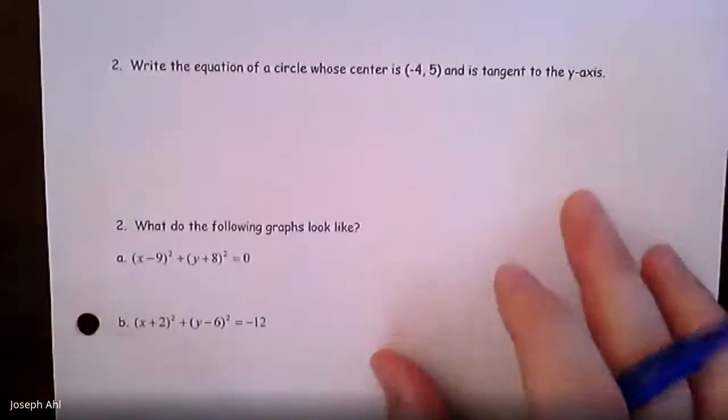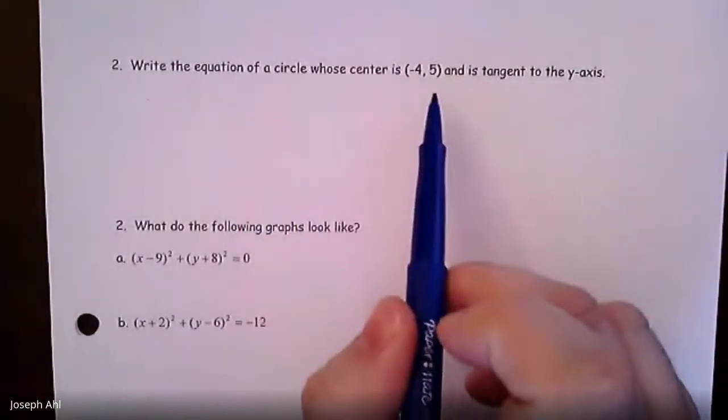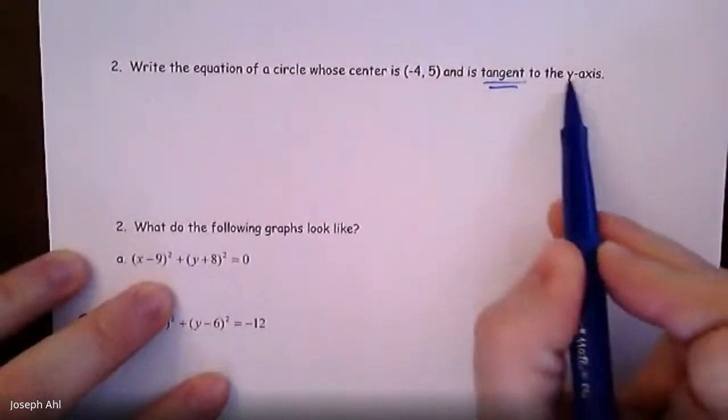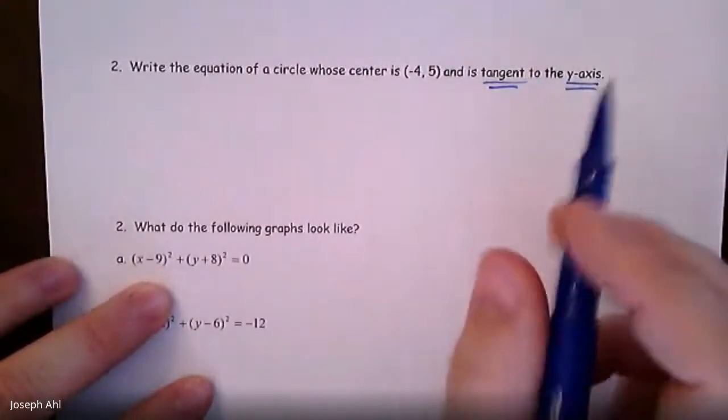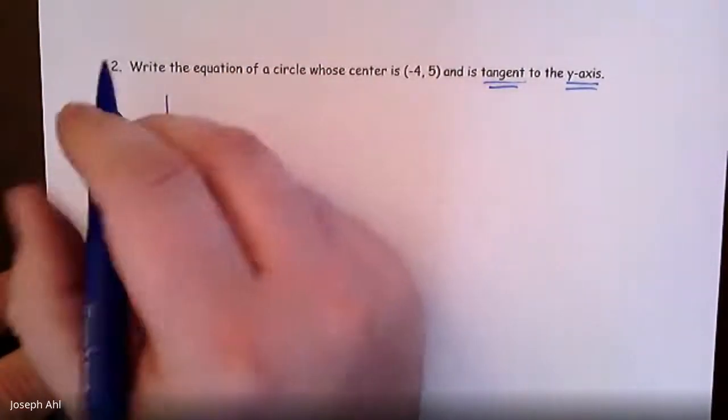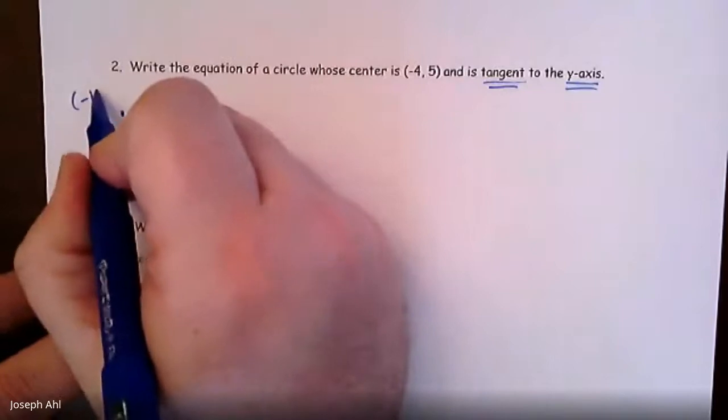In number 2, there's a question like this on the homework. Write the equation of a circle whose center is at -4, 5, and it's tangent to the y-axis. I think a quick sketch helps you to visualize what's going on here. So -4, 5, that's going to be somewhere up here in quadrant 2.